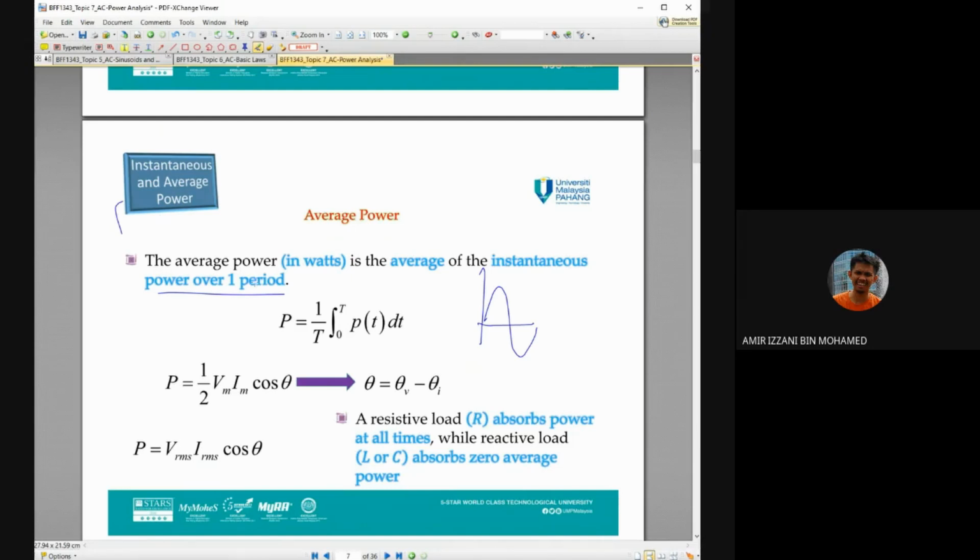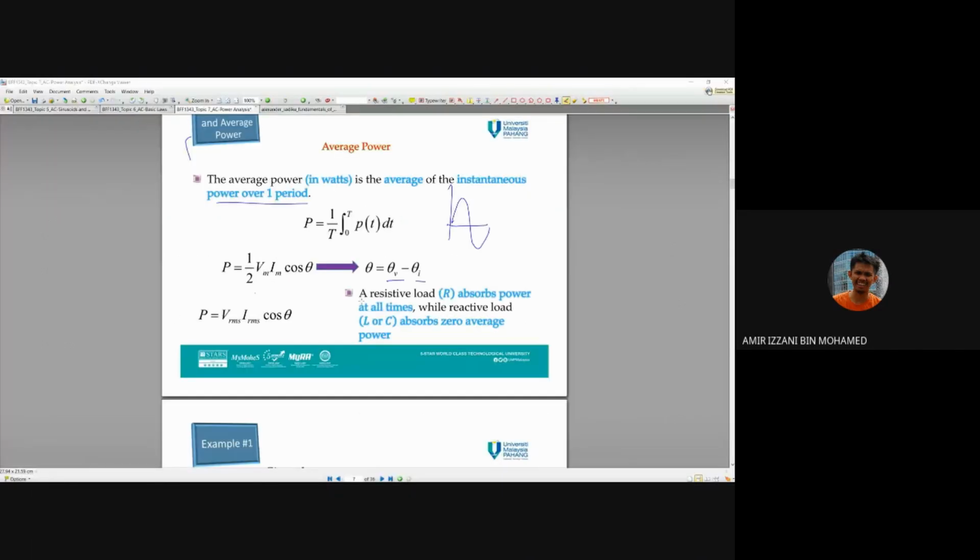So P average becomes equal to 1 over 2 V max I max cos theta. The theta here is the difference between these two, theta V and theta I. So a resistive load absorbs power all the time, so there will be no phase difference between V and I, no phase shift, while a reactive load absorbs zero average power.